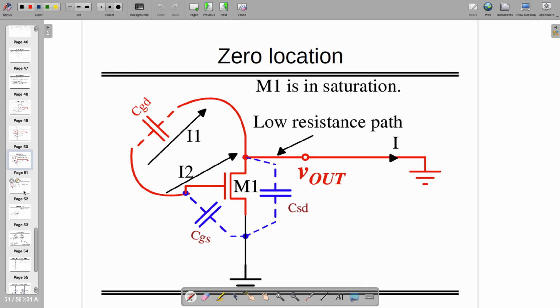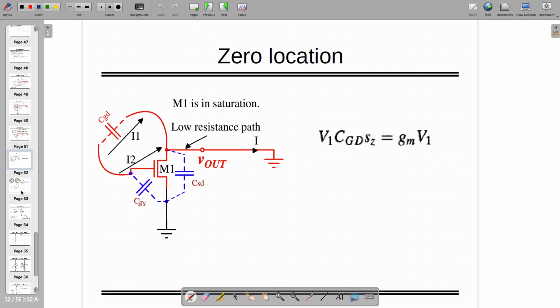Now, notably, M1 is in saturation. This is one fact already known to us. And this is a low resistance path where it's a short circuit, right? This is another truth. And the third one is I1 is equal to I and I2 is equal to minus I. So these are three facts already known to us. Going from this point, which is X, let's call this one V1 point, and this is already ground or 0 volt, right?